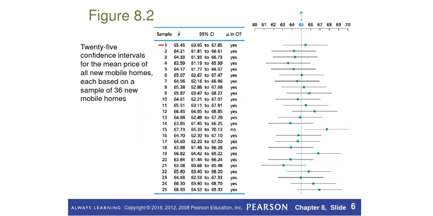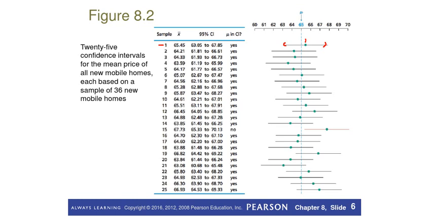Let's say the mean price of these mobile homes, in thousands, in our sample 1 was 63.45, right here in the center. If we look at the endpoints, we developed what was called a confidence interval. So we're 95% confident that the actual population mean will be somewhere between these two numbers, 63.05 thousand and 67.85 thousand. This interval, then, we say we're 95% confident contains the actual population mean.